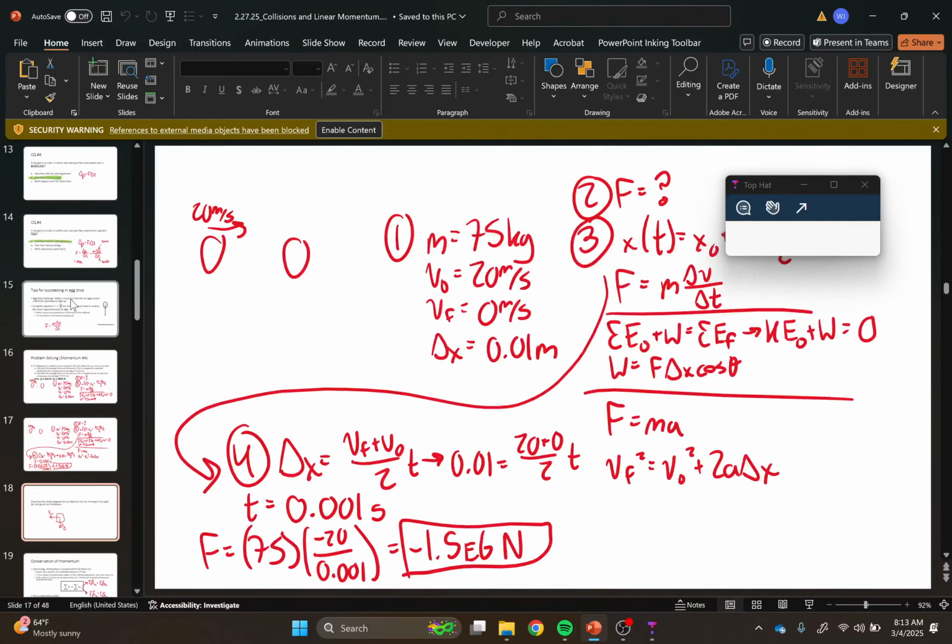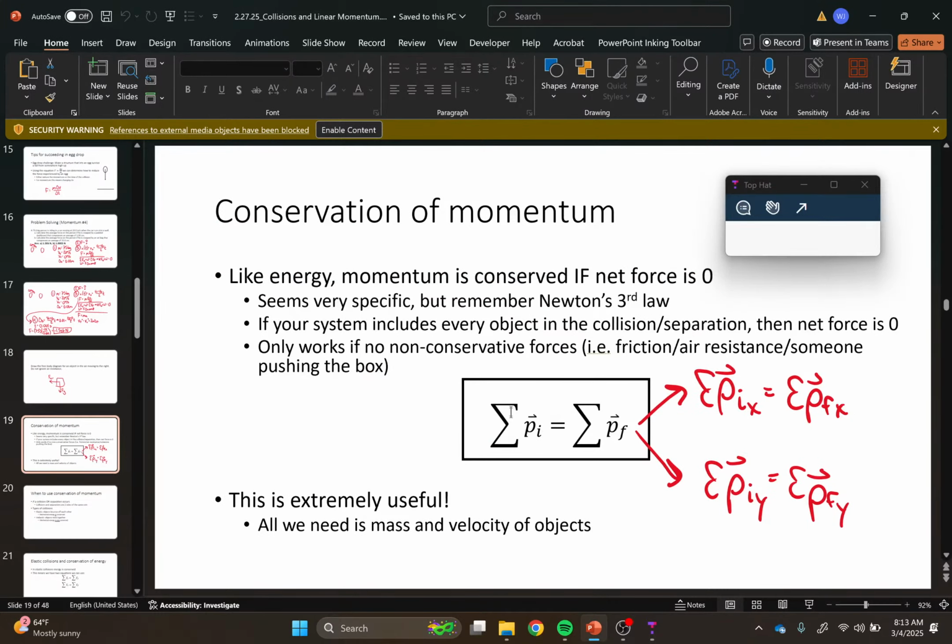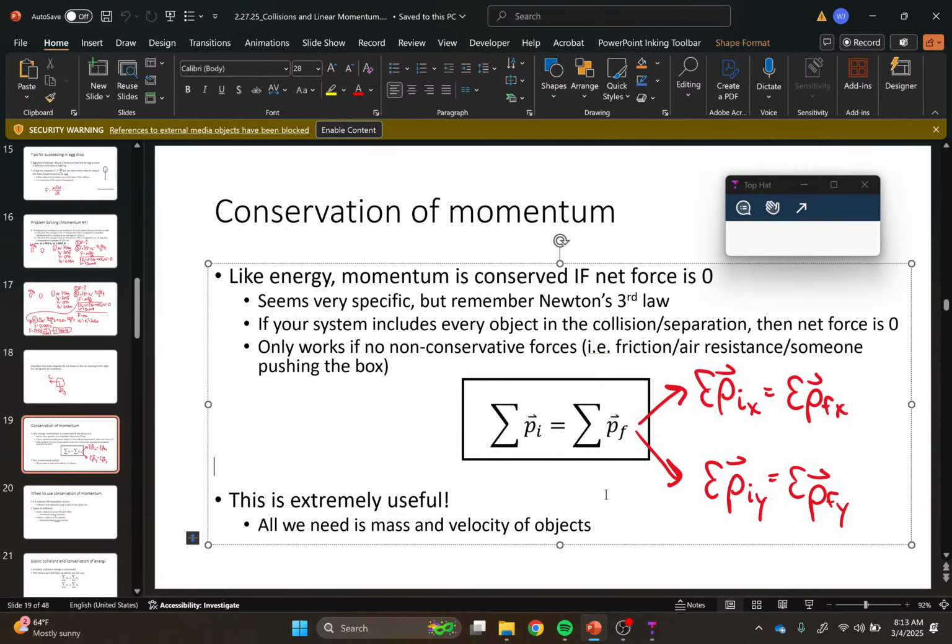So if we scroll, assuming there's no external forces, no one's pushing it, gravity's not affecting it. As long as there's nothing outside the objects you're caring about that are affecting each other, as far as forces are concerned, what you start with momentum is what you end with momentum.